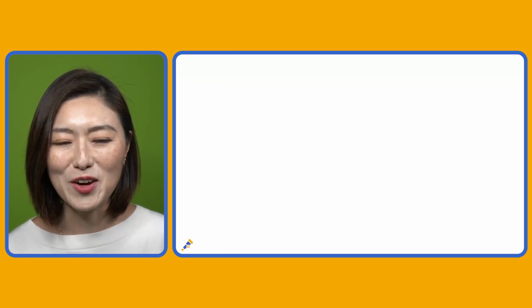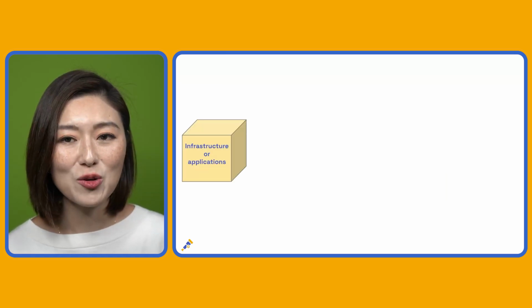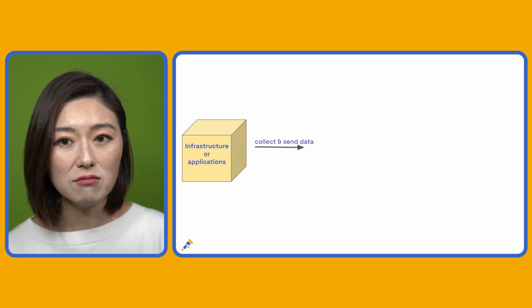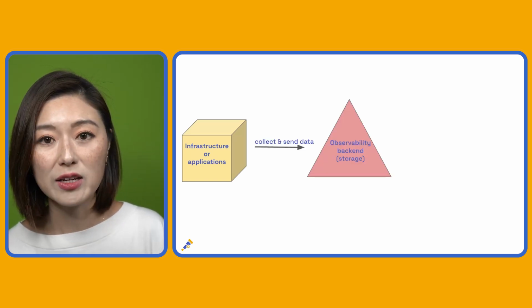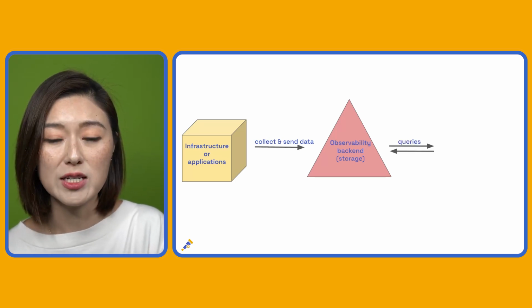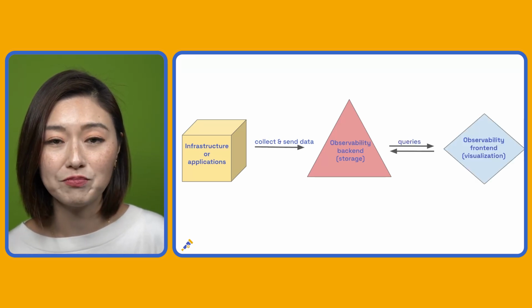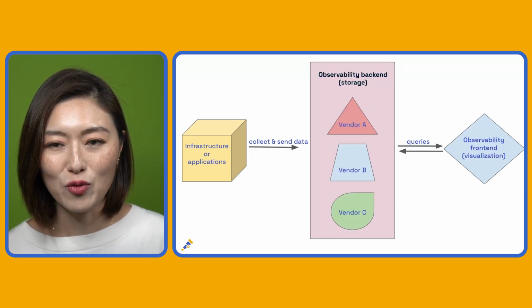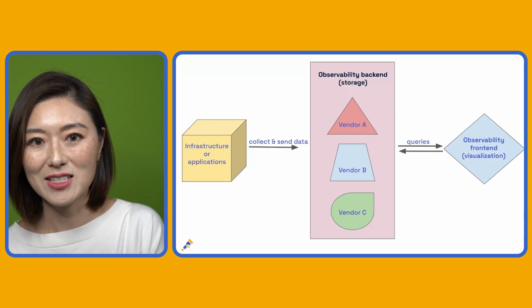Let's do a quick review. We have our infrastructure or applications we want to observe. We want to collect telemetry data and send it to an observability backend for storage, so this data could be queried and visualized with an observability frontend. Say you have 3 observability backends to choose from, vendors A, B, and C.